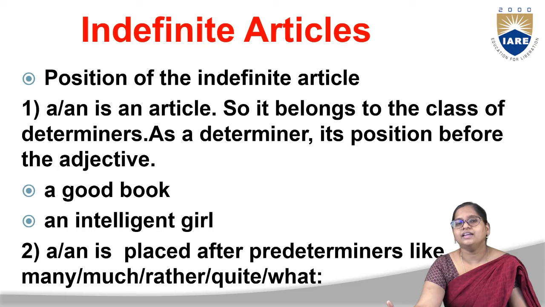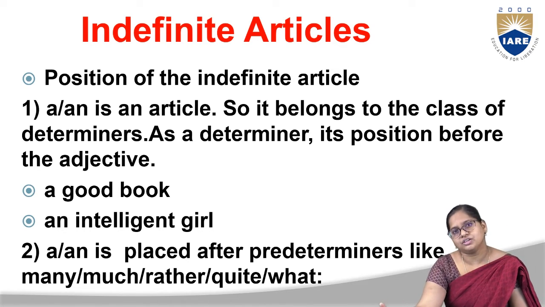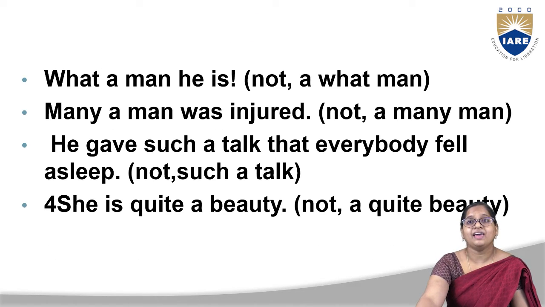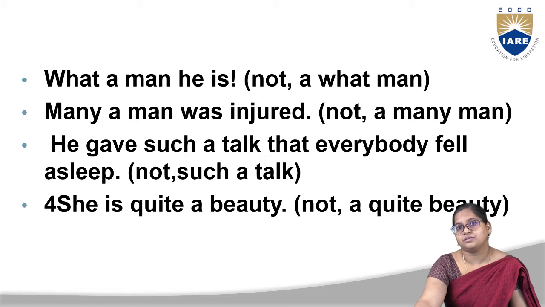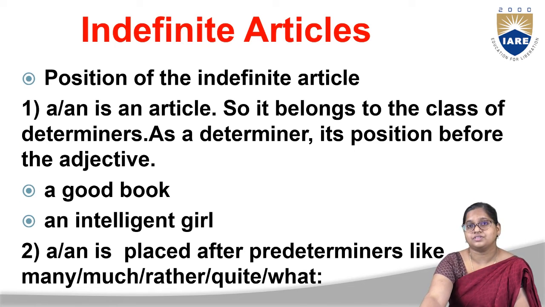An is placed before predeterminers like many, such, what, quite. For example, what a man he is, you can say. Not what man. Many a man was injured, not a many man. He gave such a talk that everybody fell asleep, not such talk. She's quite a beauty, not a quite beauty. See this difference.